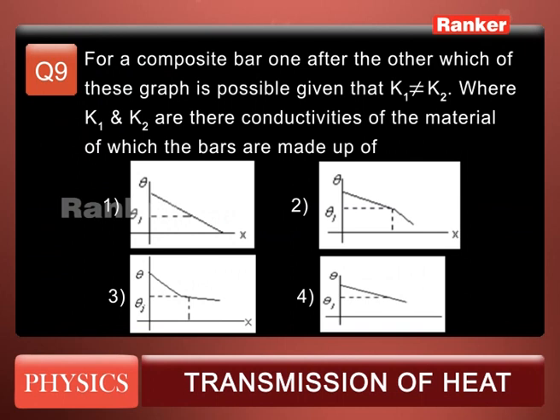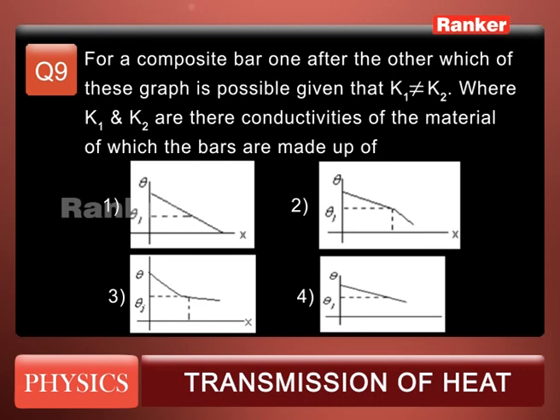Now see question number 9. For a composite bar, one after the other, which of these graphs is possible given that K1 is not equal to K2, where K1 and K2 are the thermal conductivities of the materials the bar is made from. In the first option, the graph is given between theta versus x.